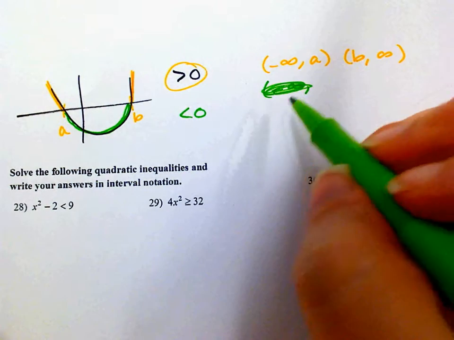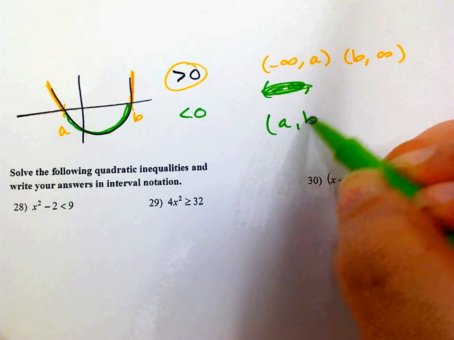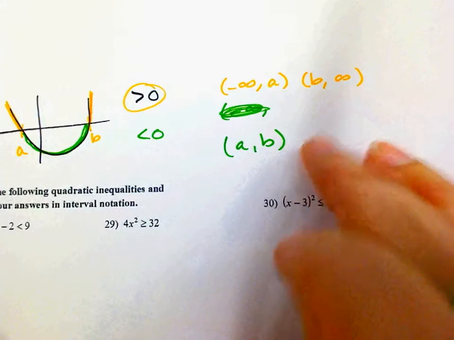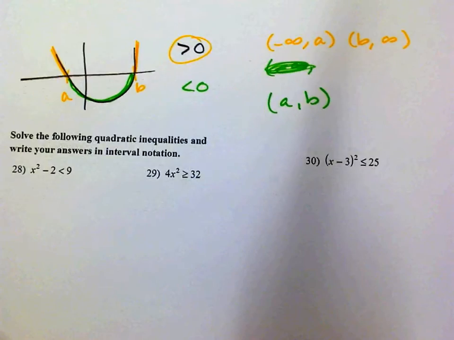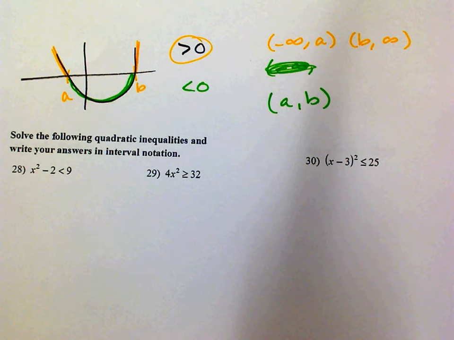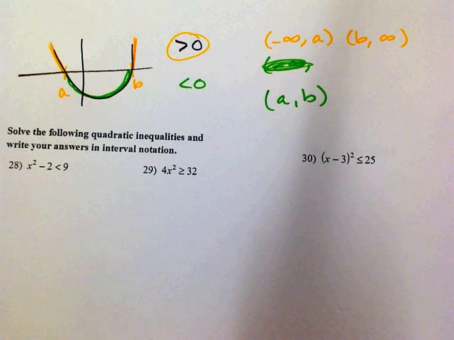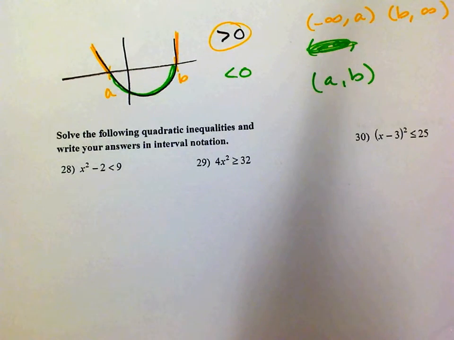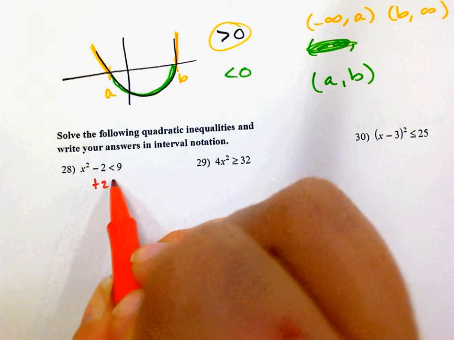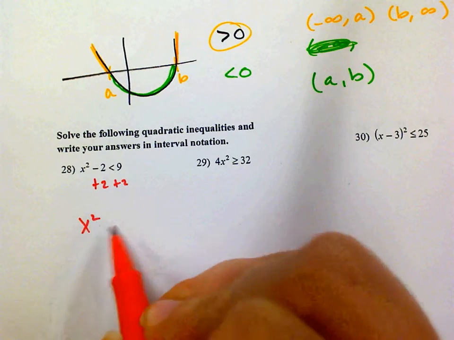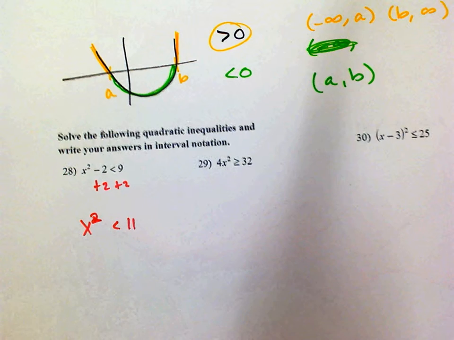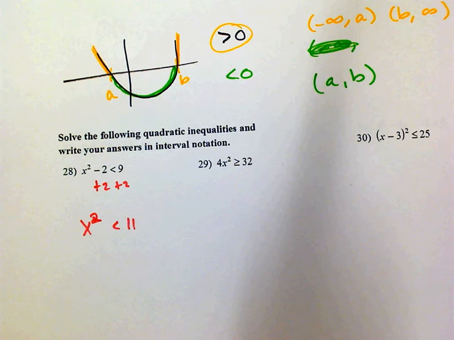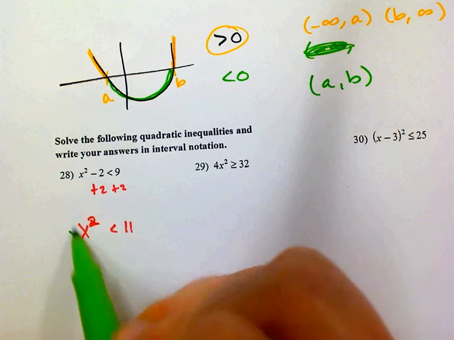So, on 28, when it says x squared minus 2 is less than 9, first thing you want to do is get x squared by itself. So you're going to add 2, and you're left with x squared is less than 11. I want to get rid of the square by square rooting. When you square root, there's actually 2 answers. So I put the positive square root of 11 over here, and the negative square root of 11 over here.